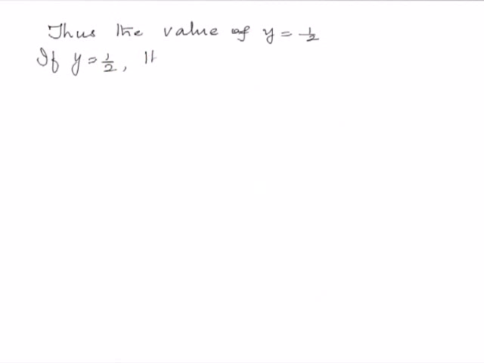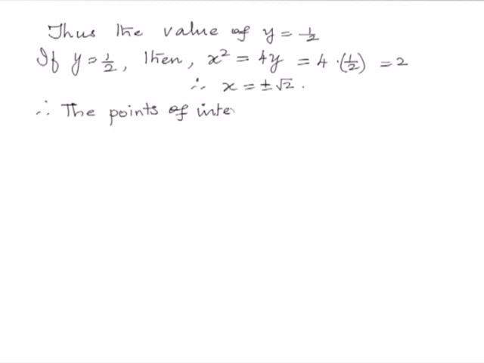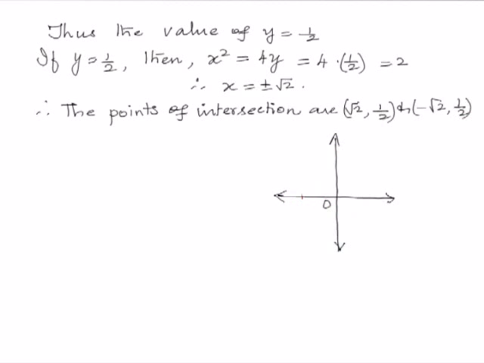Therefore, x squared is equal to 4 times y. So, we arrive at x squared is equal to 4 into 1 by 2, which is equal to 2. That gives us the value of x to be equal to plus or minus root 2. Therefore, the points of intersection are root 2 comma 1 by 2 and minus root 2 comma 1 by 2. Now, we need to mark these in the diagram and try to find the shaded region, its boundaries and then proceed.